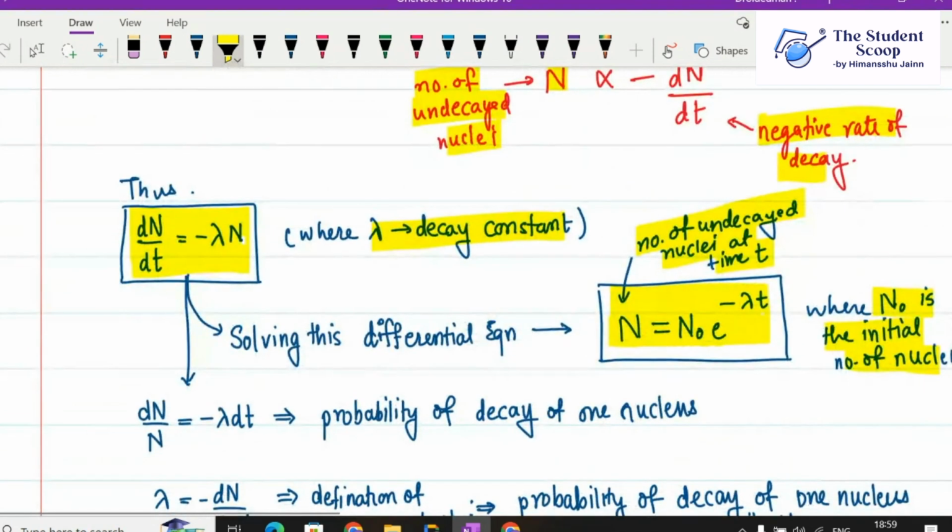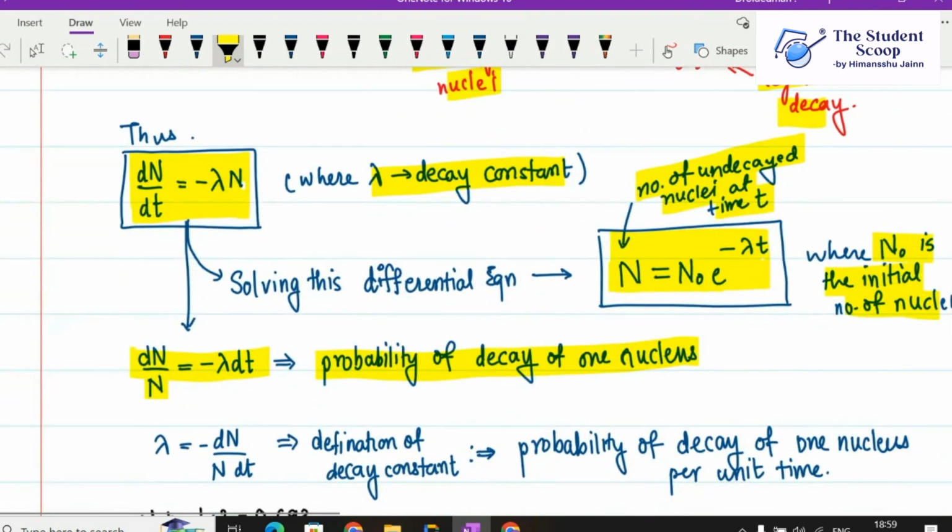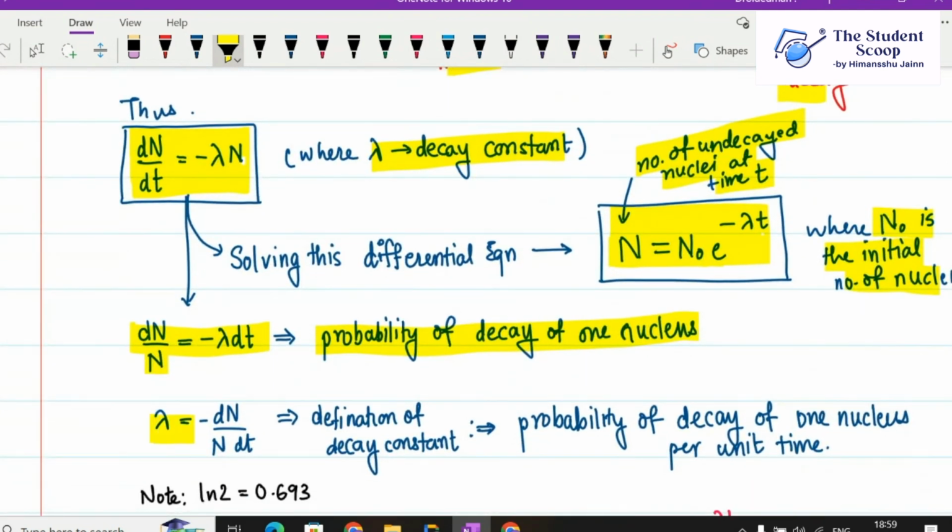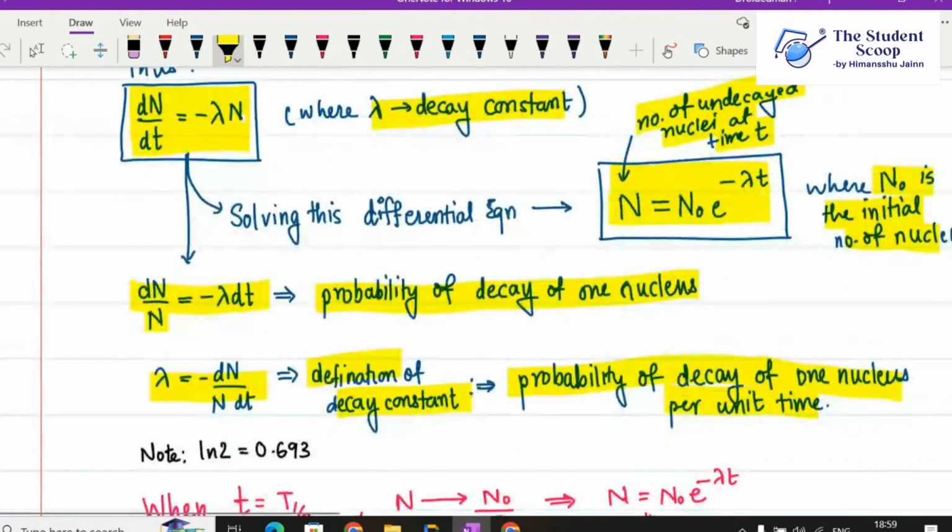Now, if I rearrange this equation, I get dN by N is equal to minus lambda into dt, which gives us the probability of decay of one nucleus. What are the chances that one nucleus will decay? That is given by dN by N. Similarly, if I rearrange again, I get dN by N upon dt, which is defined as the probability of decay of one nucleus per unit time. That is the definition of decay constant. So if they ask you for the definition of decay constant, just say: probability of decay of one nucleus per unit time.